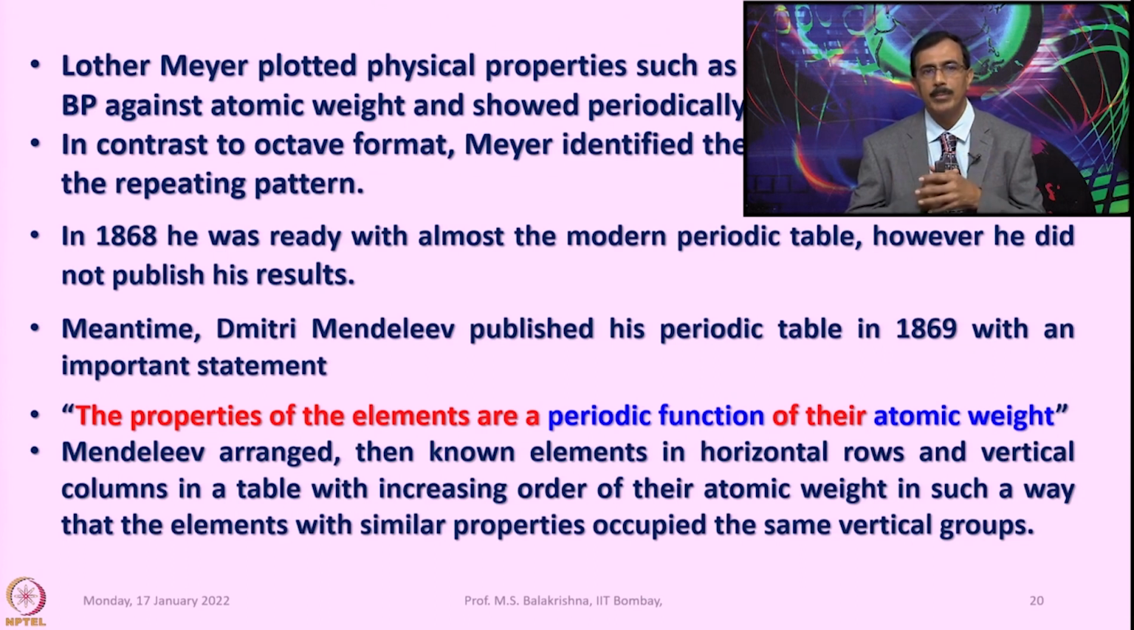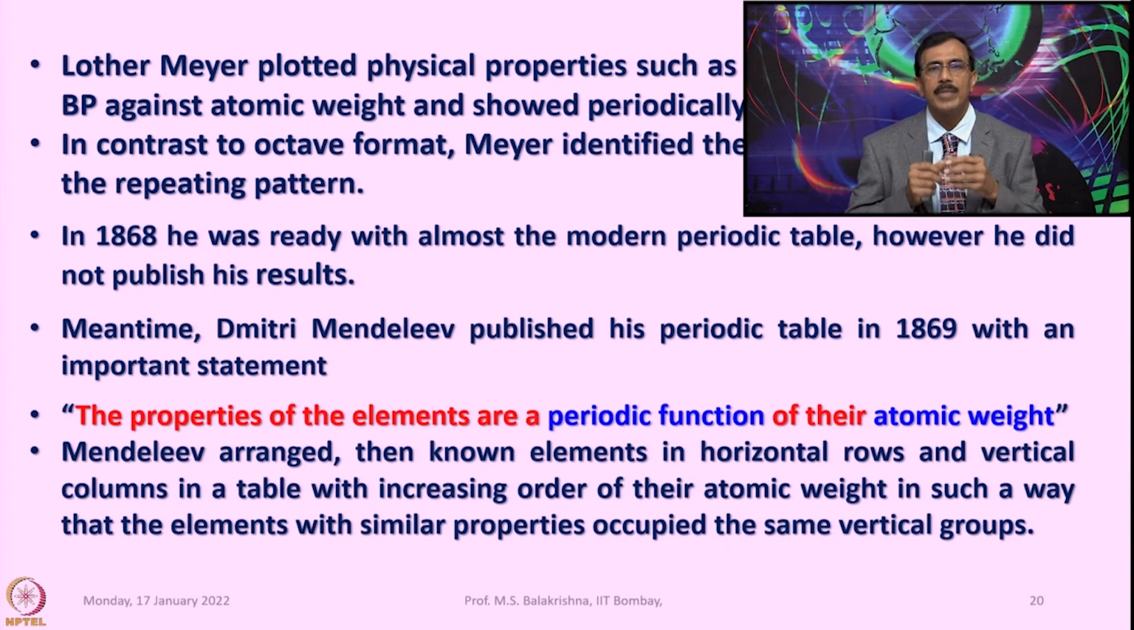However, in the meantime Dmitri Mendeleev published his periodic table in 1869 with an important statement: the properties of the elements are a periodic function of their atomic weight. That means the physical and chemical properties of elements are a periodic function of their atomic weight. So, this is what he concluded after publishing his periodic table.